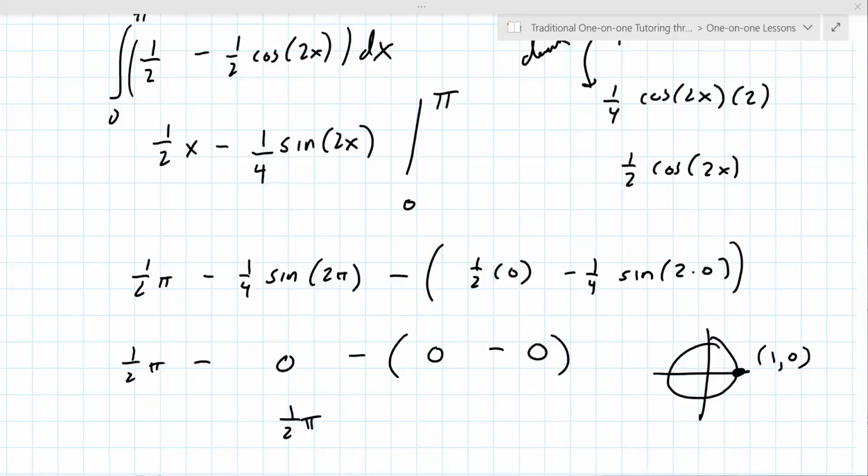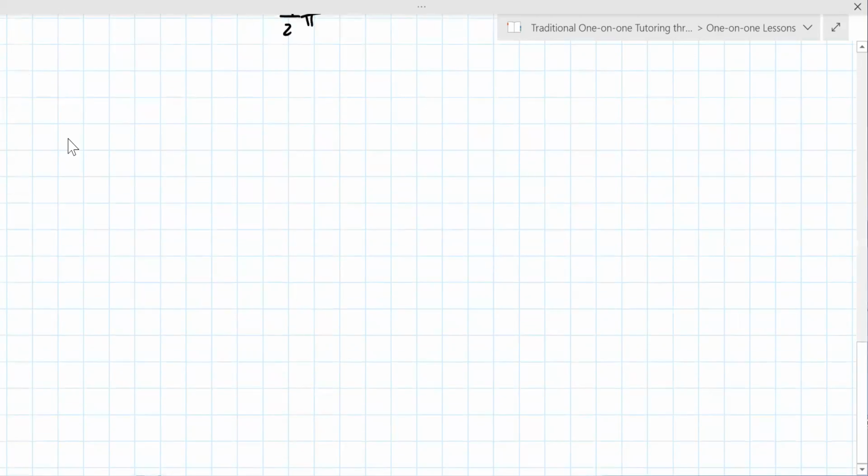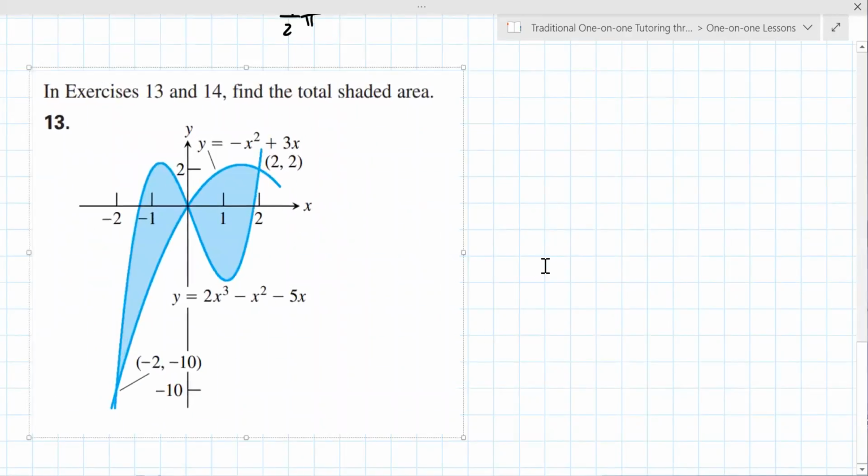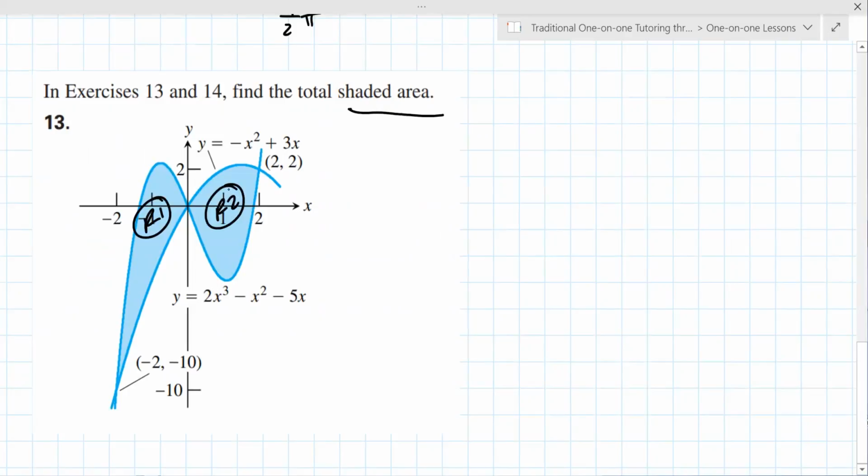Generally, you don't get the graph, but it's really nice when they give it to you. If they didn't give you the graph, that would be the first thing to do: graph it. And so this one, they want the shaded area. There are really two regions, what I would call region 1 and region 2, and you're going to add them together. So it's literally region 1 plus region 2.